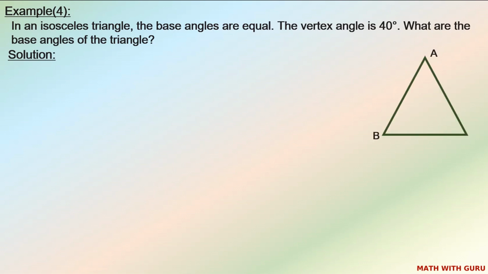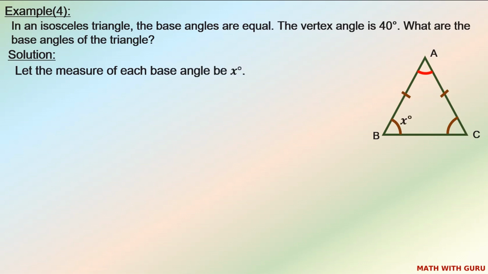Here it is, triangle ABC. AB and AC are the equal sides. In an isosceles triangle, two sides are equal. Therefore, the angles opposite to equal sides are also equal. Angle B is equal to angle C. Angle A is the vertex angle. Let the measure of each base angle be x degrees.